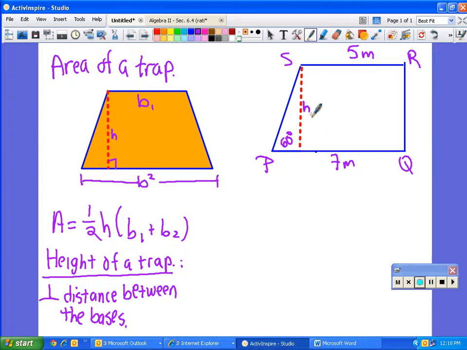Which it is, because we know it's perpendicular, because it's going to the right angle. We don't need that information. Oh, on the other side of this? Yeah, okay. I know what you're talking about, but it's not necessary. It's unnecessary information.